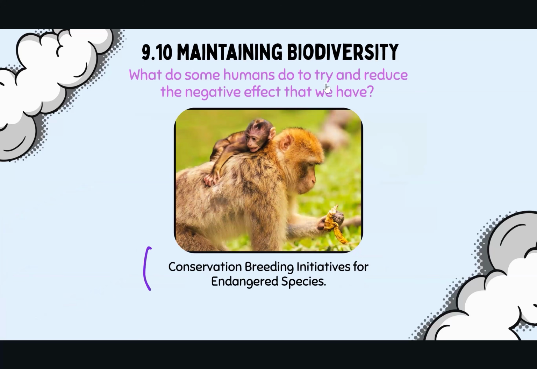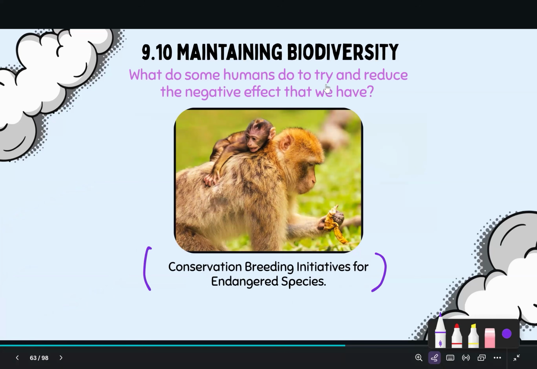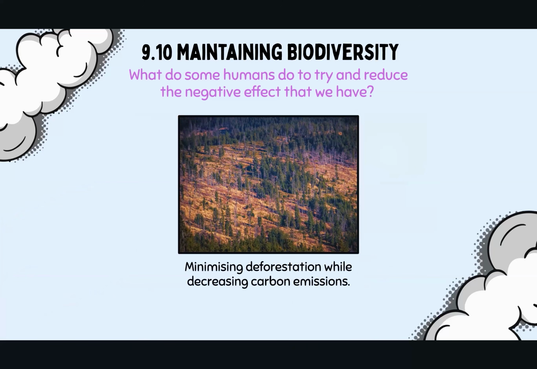Then we have conservation breeding initiatives for endangered species, particularly in zoos. We're minimizing deforestation around the world. There's quotas for each country, so countries don't cut down as many trees. Also, there's a lot of countries now planting a lot more trees.